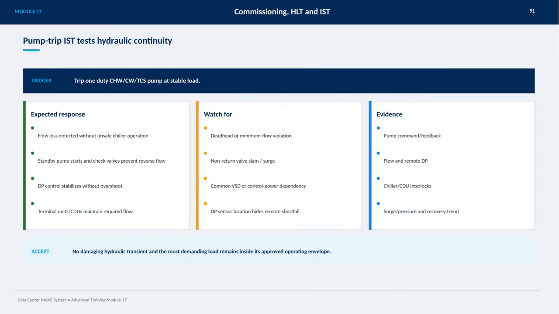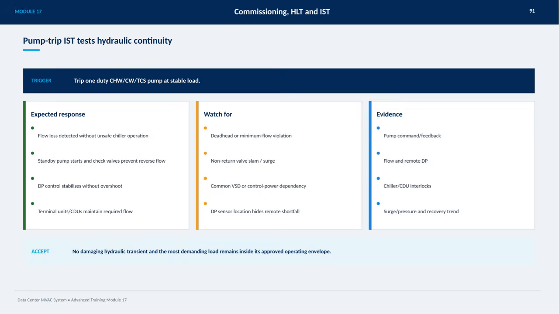Additionally, differential pressure control should stabilize smoothly without overshoot, and terminal units or cooling distribution units must maintain the required flow. During the test, it's important to watch for potential issues like deadhead conditions or minimum flow violations, non-return valve slams or surges, dependency on a common variable speed drive or control power, and sensor placements that might hide remote flow shortfalls. We gather evidence from pump command and feedback signals, flow readings, differential pressure data, chiller or CDU interlocks, and surge or pressure recovery trends.